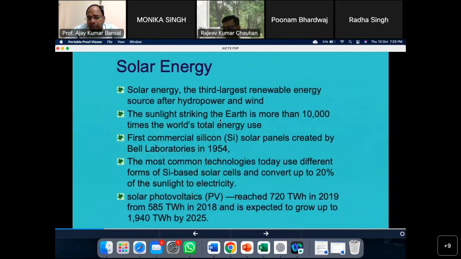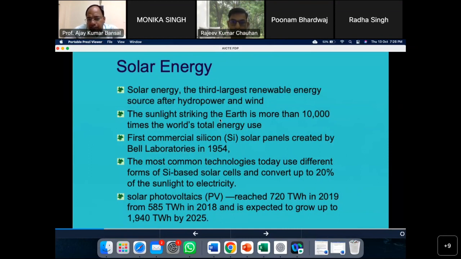So, solar energy is the third largest renewable energy source after hydropower and wind. Because wind turbines can be constructed in large sizes, there are a very limited number of wind farms available, but because of the capacity an individual farm can have, they generate a large amount of energy as compared to solar. So hydropower is the number one source, wind power is the second, and solar power is the third largest renewable energy source which we can use.